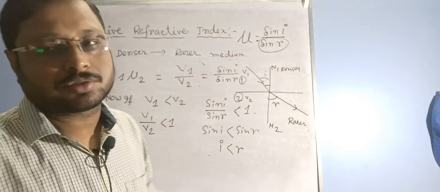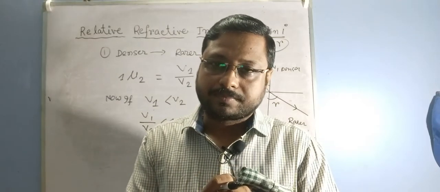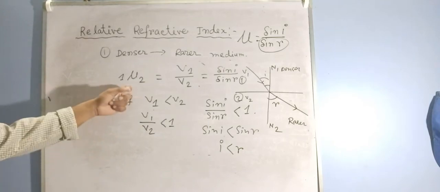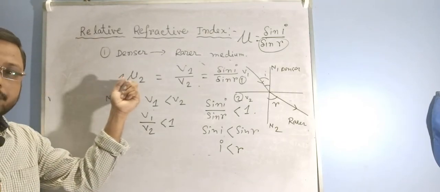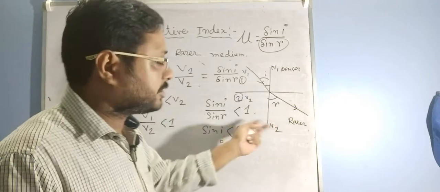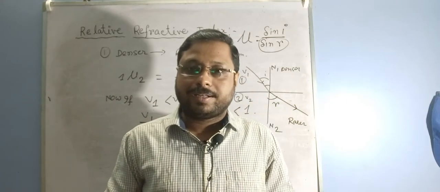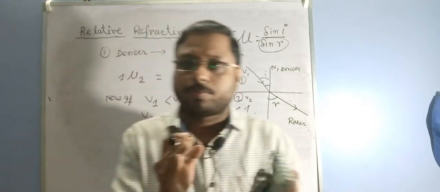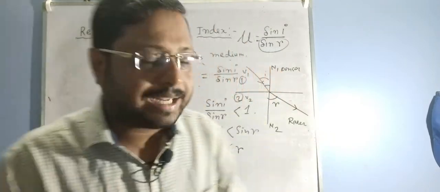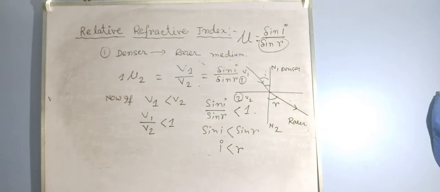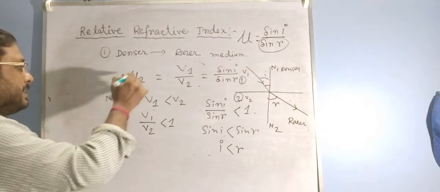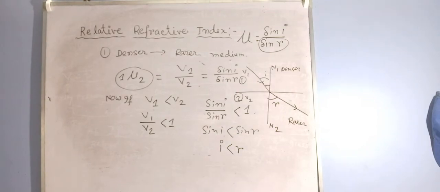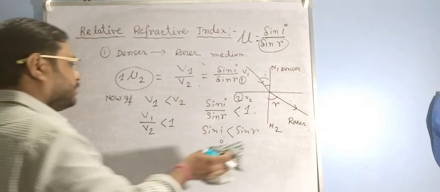This is the basic cause of refraction of light and the basic theory of refraction of light. This is also the physical significance of mu. What does mu tell us? It tells the direction of the light ray, whether the refracted ray moves towards the normal or away from the normal. This is the physical importance of mu. Let us understand it with an example.